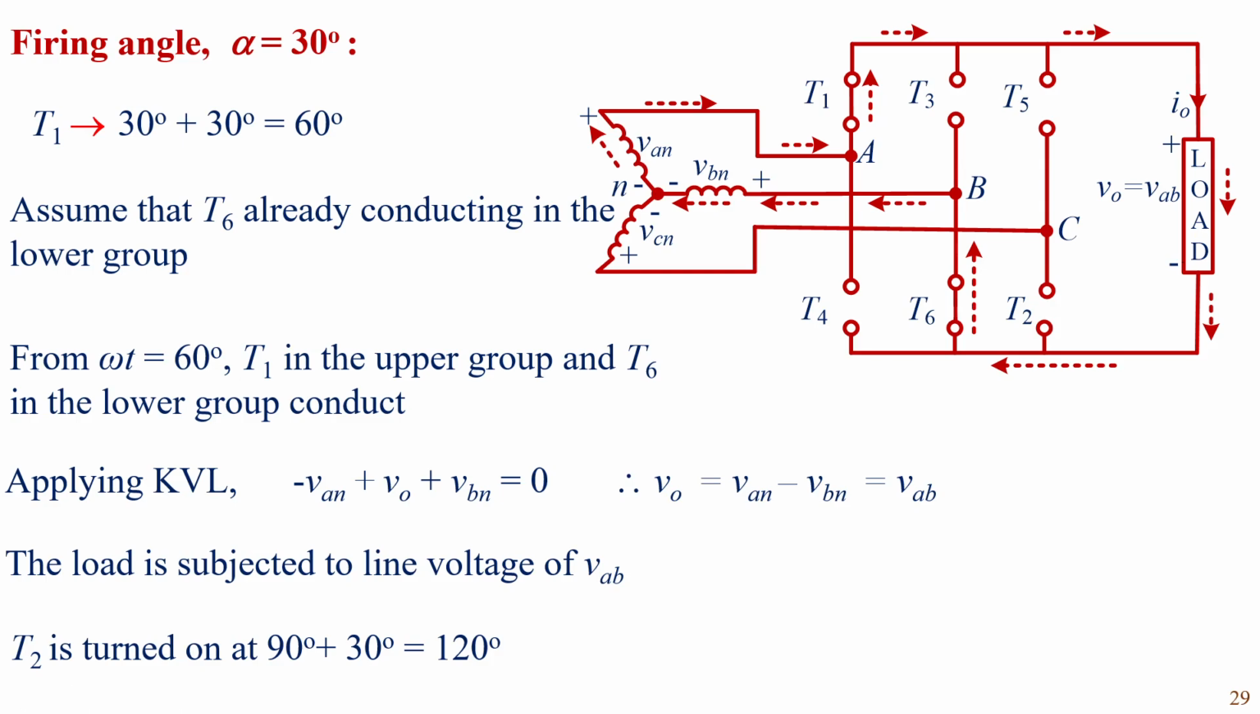and T3, T5, T4 and T2 are in off state, and the current comes out from phases A and B, and phase C is in open circuit. So when T1 and T6 conduct, if you apply KVL, the voltage across the load is VAB. The load is subjected to a line voltage of VAB. And T2 is turned on at 120.